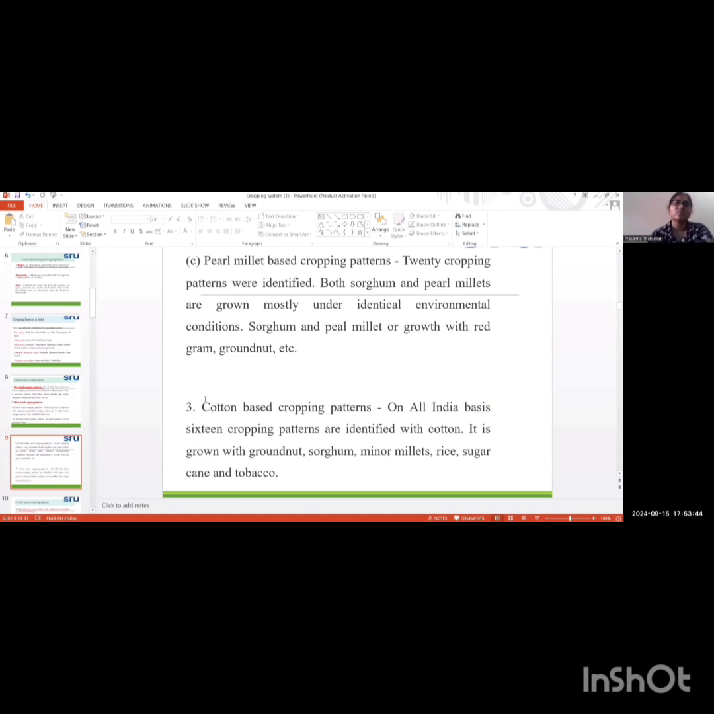And cotton-based cropping systems. On overall India basis, 16 cropping patterns are identified with cotton, and it is grown along with groundnut, sorghum, minor millets, rice, sugarcane, and tobacco.